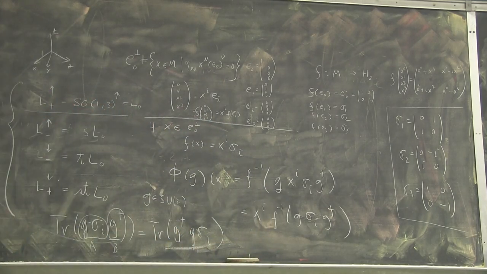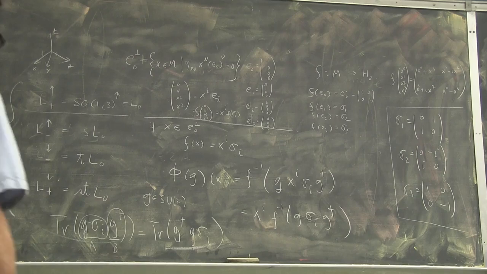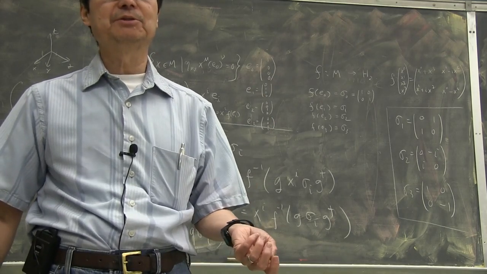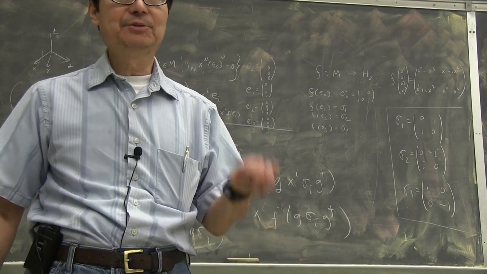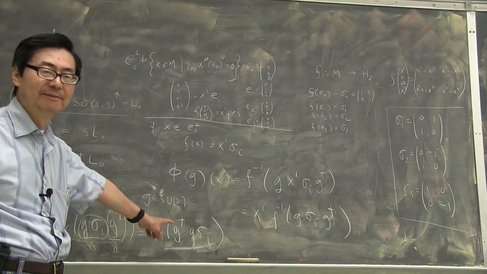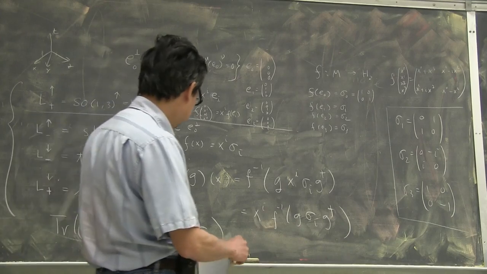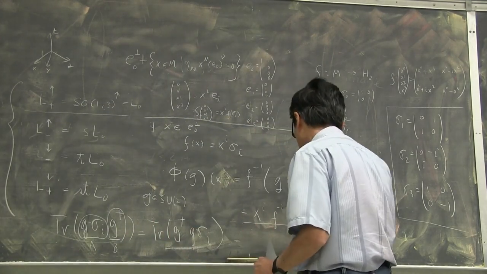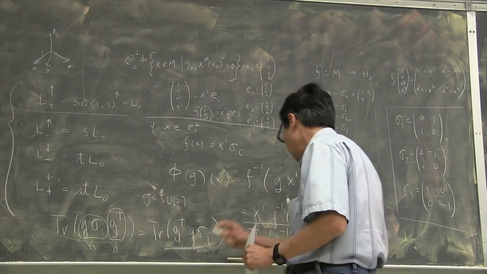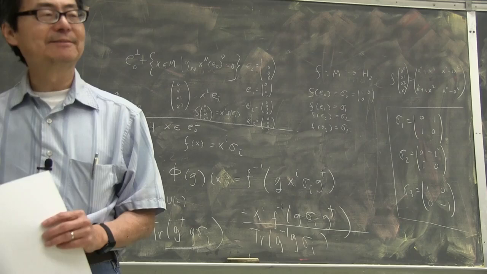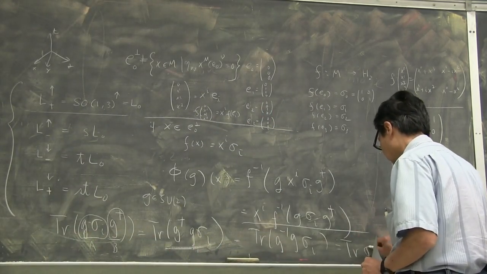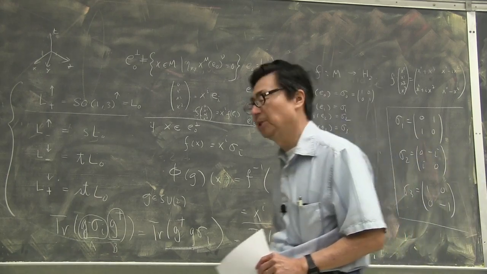But remember, G is in SU2. U means unitary. Unitary means what? The inverse is equal to the Hermitian conjugate. So therefore, G dagger must be equal to G inverse, because of this unitarity requirement. So trace G inverse G sigma_i. But G inverse G, of course, is the identity. And so this is just trace sigma_i, where i goes from 1 to 2 to 3.